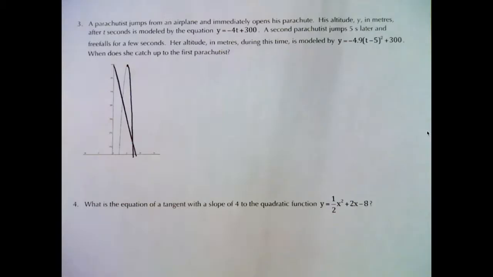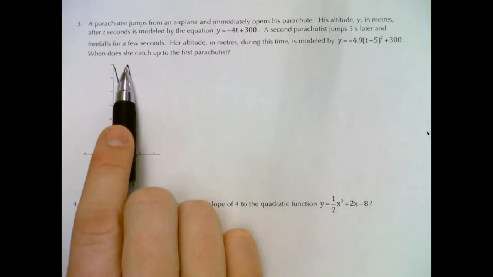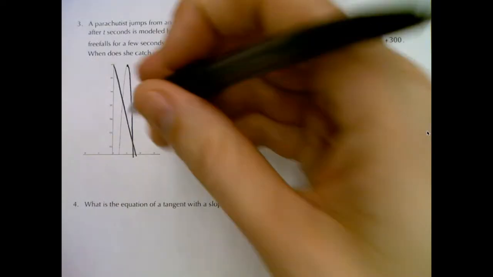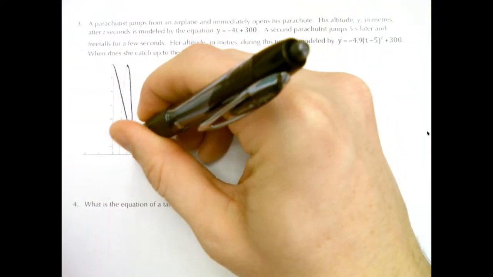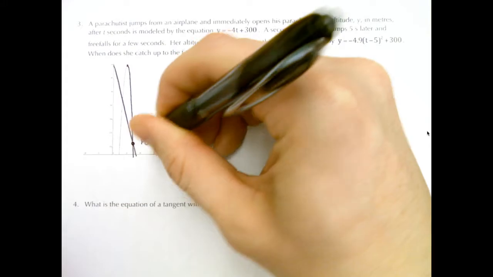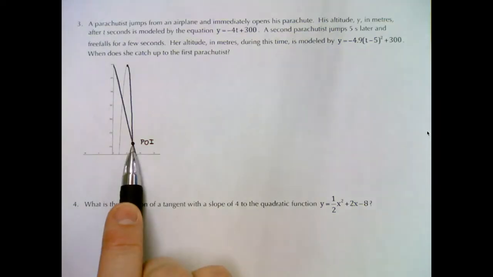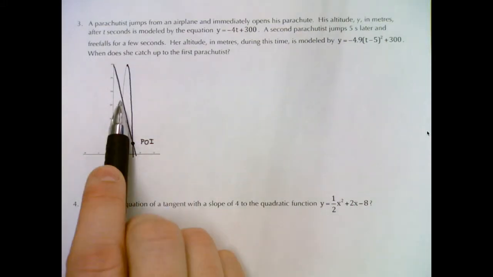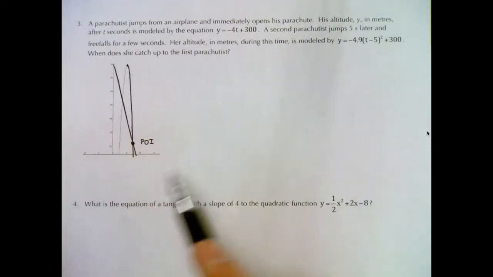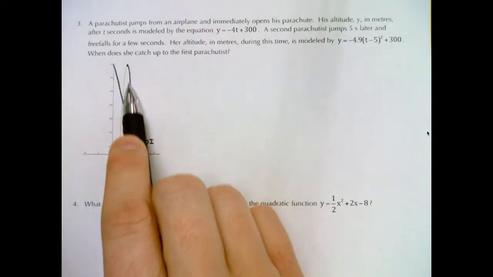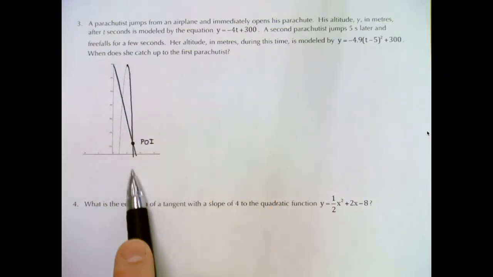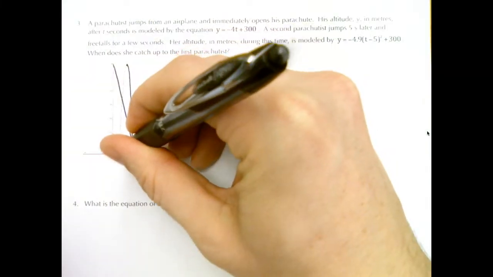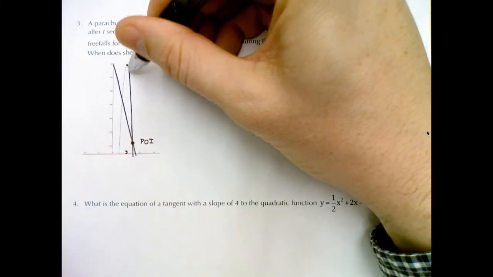Where you have to be careful is that this whole parabola isn't part of the question. We want to find out where they meet or where they catch up, and that would be this point of intersection. They meet here. They also meet here, but in the context of the question, this solution doesn't make sense because the second parachutist, the one following the parabola, doesn't start till 5 seconds, which is right here. So this graph should only exist from here to here.